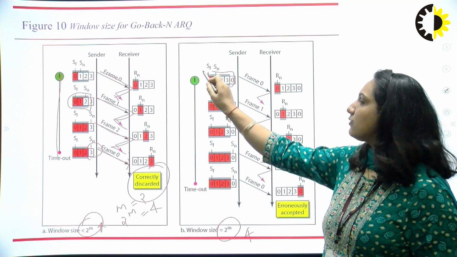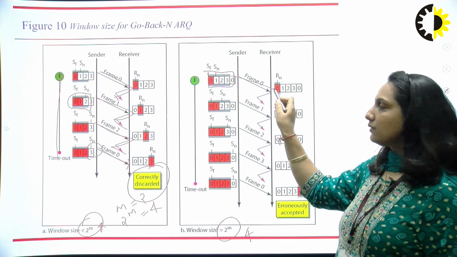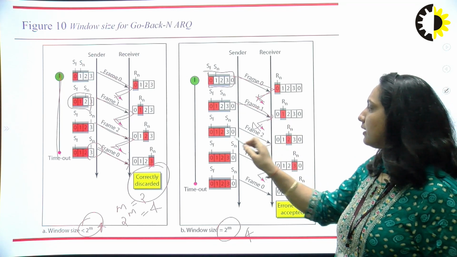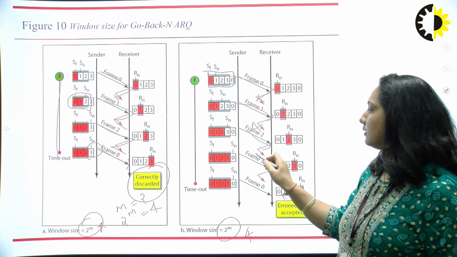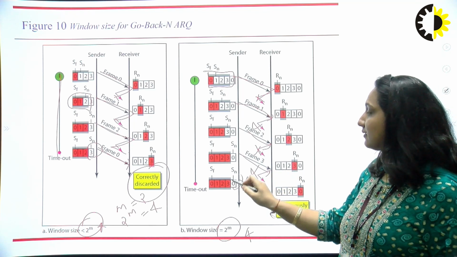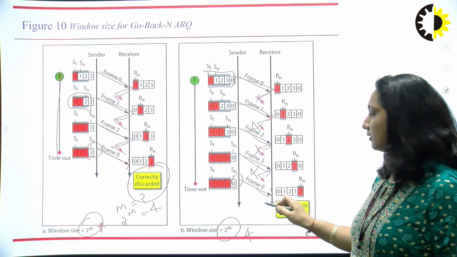Then the window size is 4. So we will send frame 0, it will be discarded. If we send frame 1, it will be discarded. If we send 2, discard it. If we send 3, discard it. And because of the timeout, we have to resend frame 0.